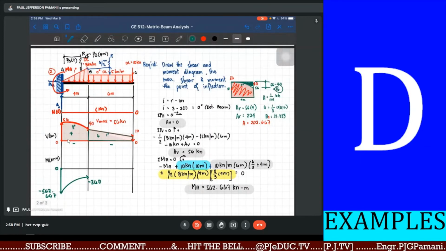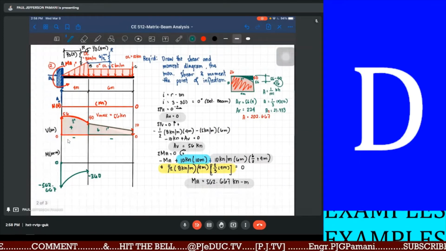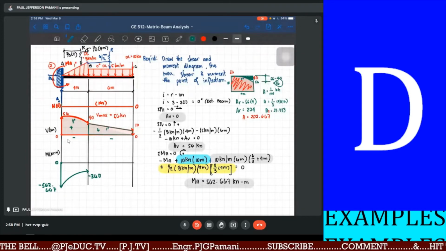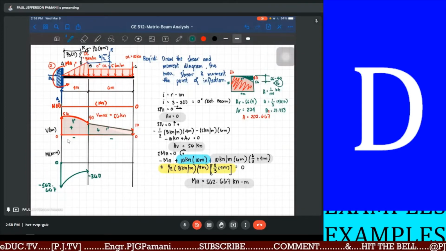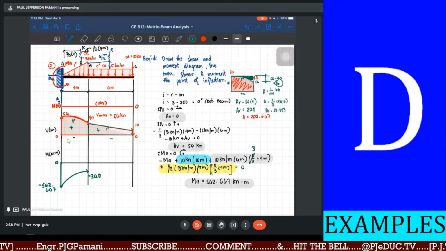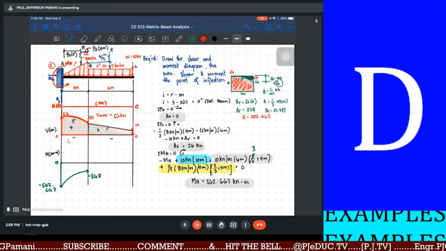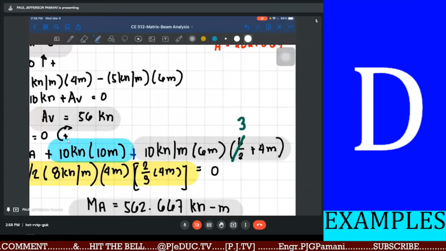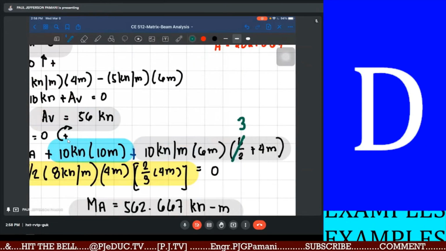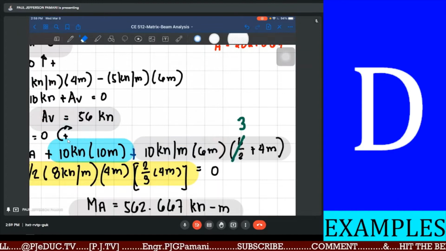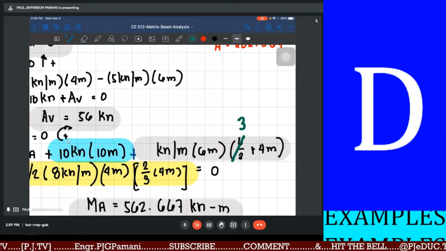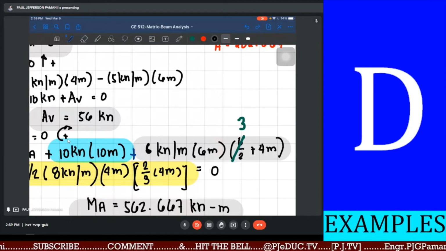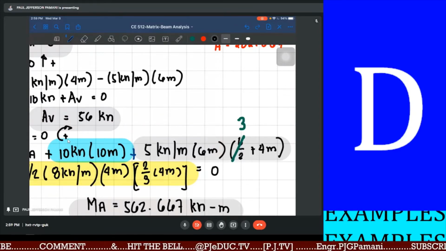Wait lang. That is 8 times 4, 3, 7. Hindi nyo naman sinasabi. Nagkamali pala ako dito eh. Ano yan? That is 5. Ay na. Hindi naman kayo nagsasabi. Dire-diretso lang.